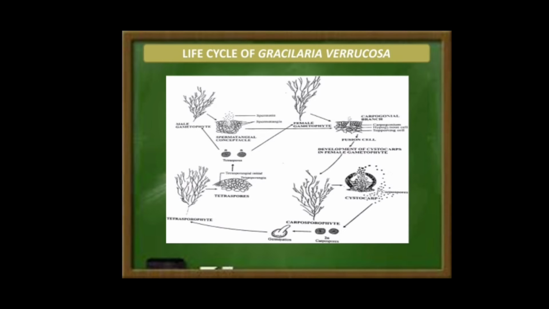Sporophytes and gametophytes of Gracilaria occur alternately in its life cycle. Mature tetrasporophytes produce tetraspores, some of which develop into male gametophytes, while others grow into female gametophytes. The mature male gametophyte forms spermatangia. The female forms carpogonia.